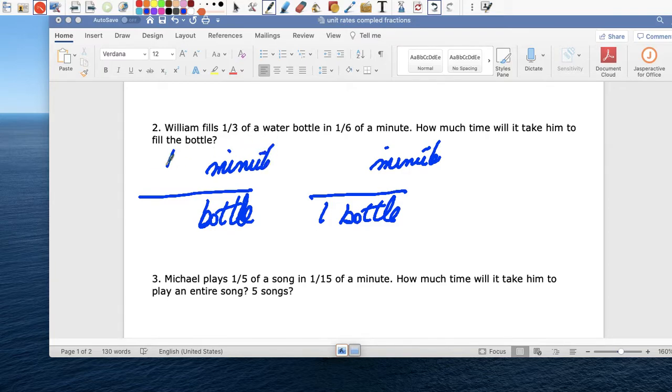I know it takes 1/6 of a minute to fill 1/3 of a bottle. Now to fill the whole bottle, 3/1 is the reciprocal. And again, 1/6 times 3/1 is a half. Half a minute for one full bottle of water.